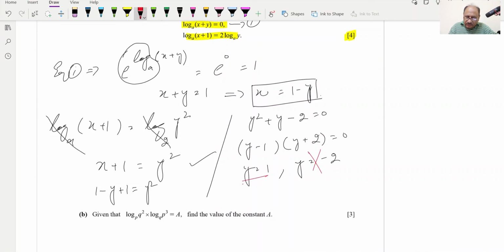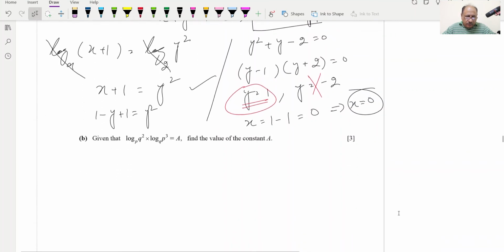If we replace this y is equal to 1 value in this one, so x will be equal to 0. Otherwise, we can write it as x is equal to 1 minus 1, and this is equal to 0. So this implies x is equal to 0. This will be the complete working of the 4-mark question. Hopefully you understood this.